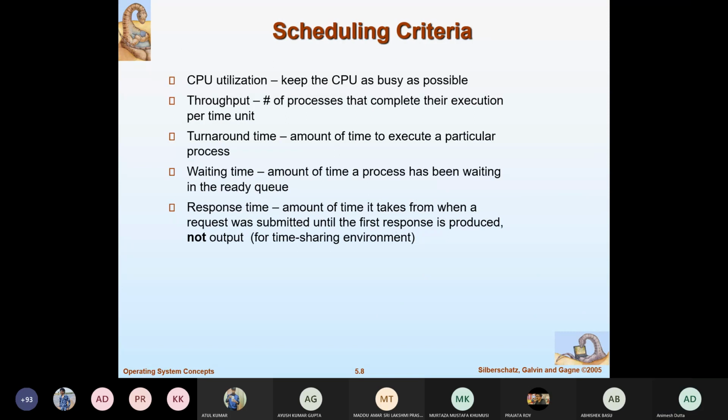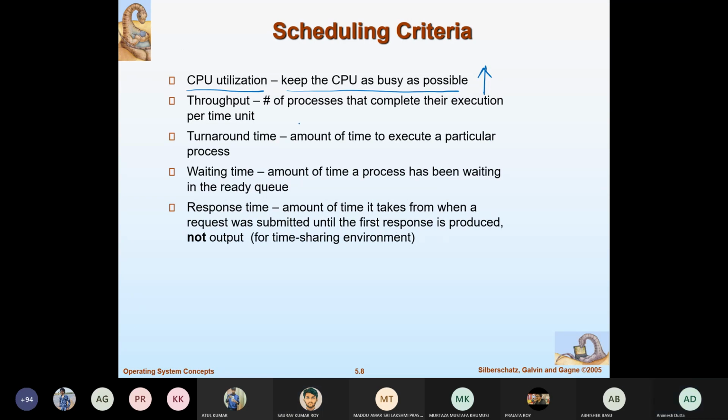What is the objective, or what is the criteria to choose a scheduling algorithm? The first criteria is CPU utilization. It says keep the CPU as busy as possible. That means we don't want to keep the CPU idle. So we want to increase our CPU utilization.